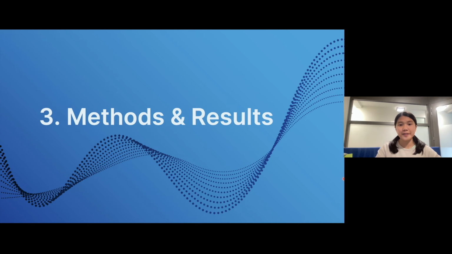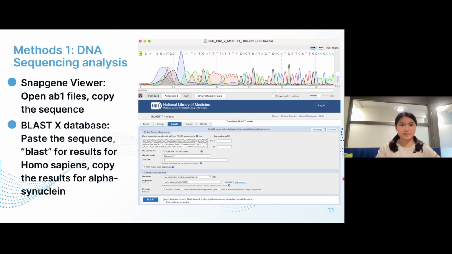Next, I will move on to the methods and results. First, I will talk about the DNA sequencing analysis. First, I opened the file which was given to us by the sequencing company, and I opened the AB1 file, which is composed of all these peak diagrams of the DNA sequencing.